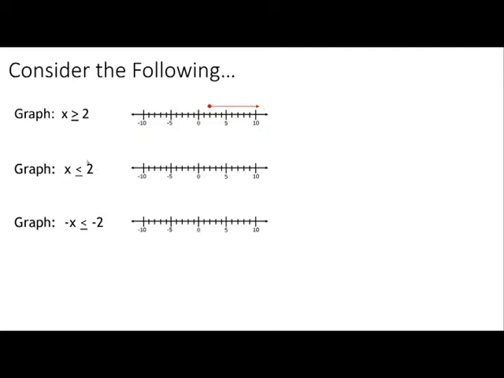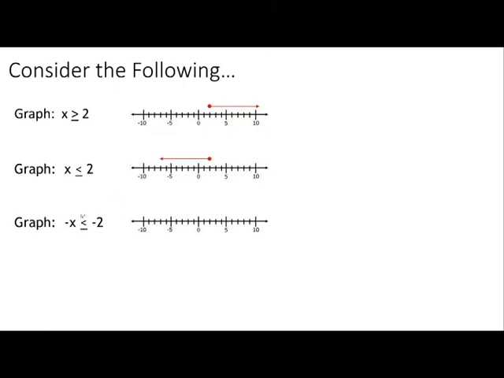But when I graph things that are less than or equal to 2, I include the 2, but then I include everything to the left. 1 is less than 2. 0 is less than 2. Negative 1 is less than 2. Negative 2. Negative 7 is less than 2. Everything on the left side of the 2 is going to be included.